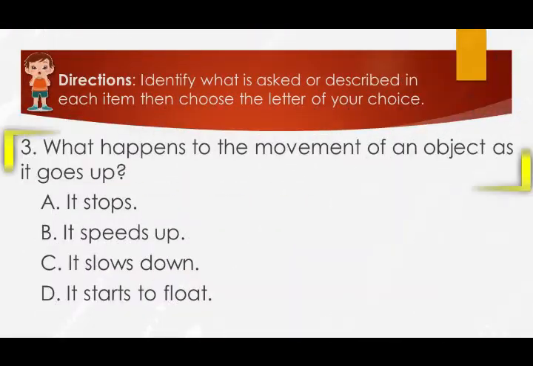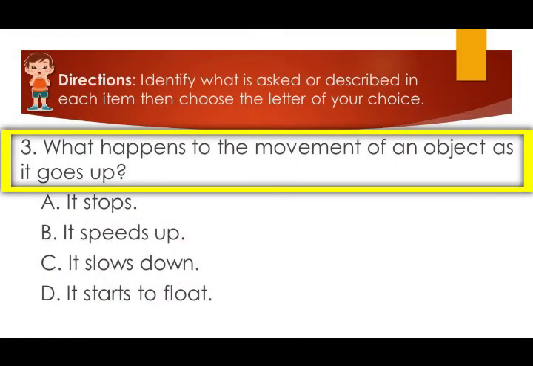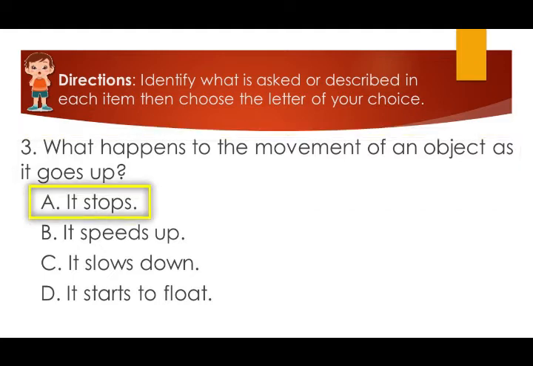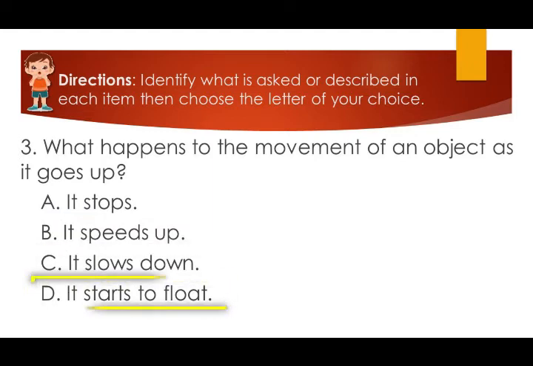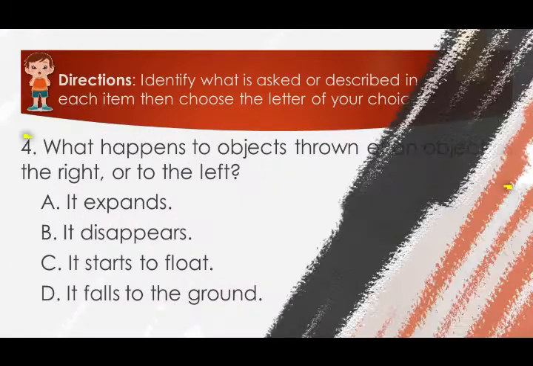Number 3. What happens to the movement of an object as it goes up? A. It stops. B. It speeds up. C. It slows down. D. It starts to float.